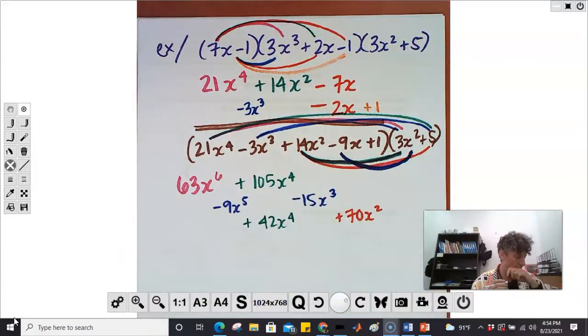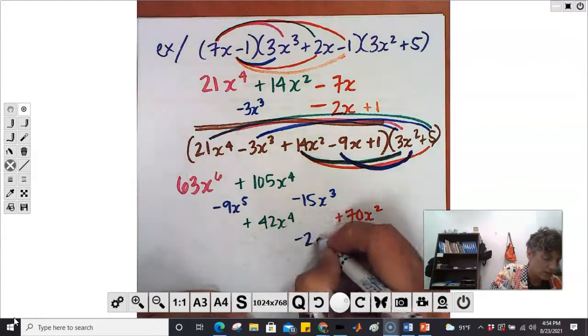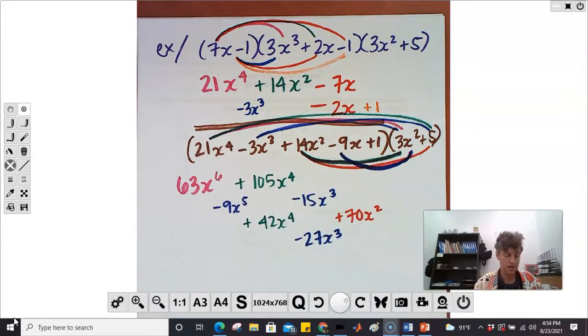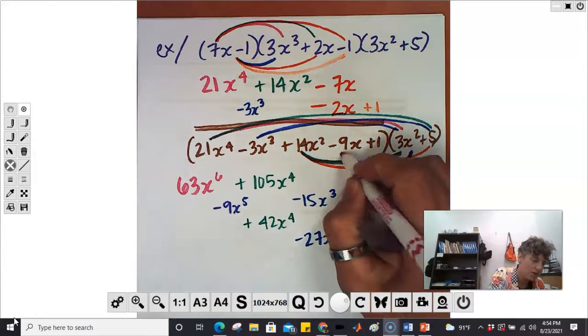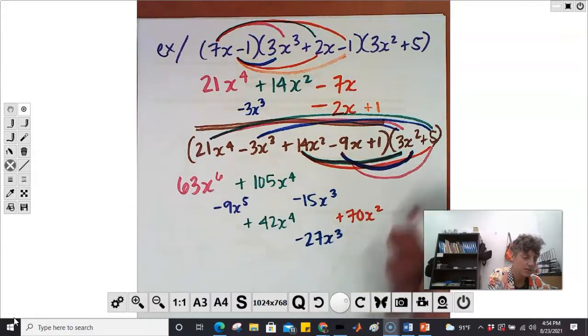All good. What do we say? Negative 27x cubed. And negative 9x times 5. Now I'm going to use the ink. Negative 9x times 5 is going to be negative 45x. Negative 45x.